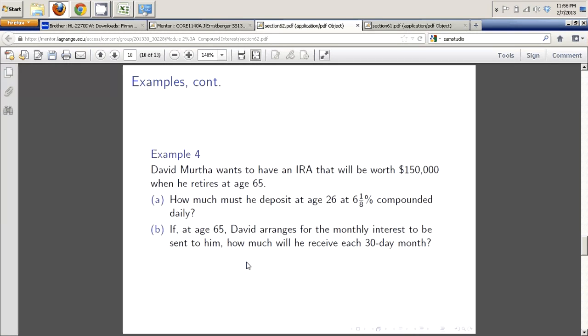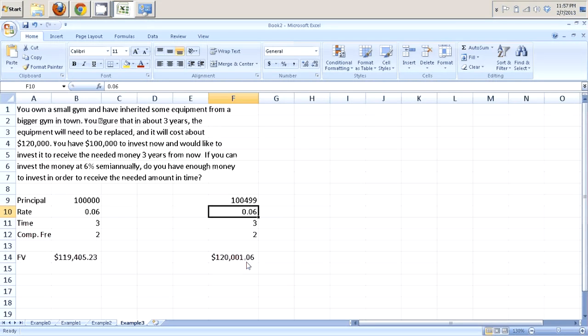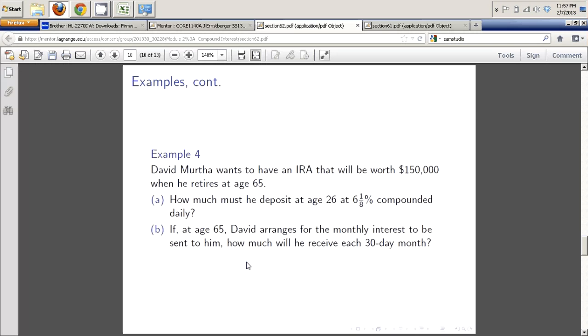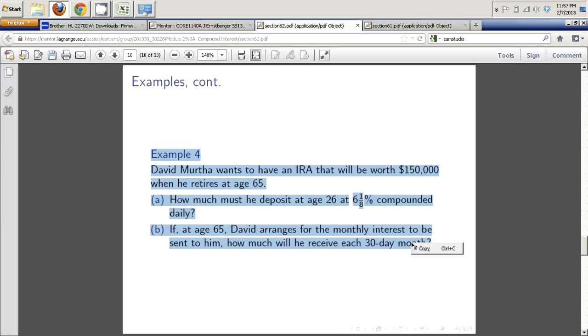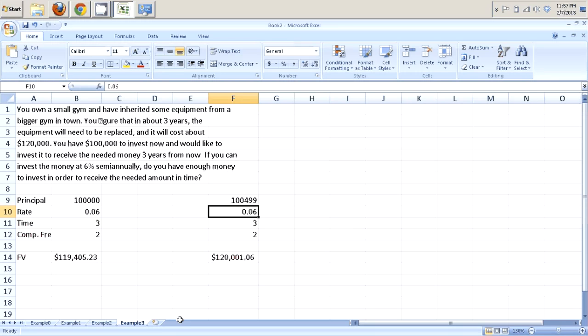So David Murtha wants to have an IRA that will be worth $150,000 when he retires at age 65. How much must he deposit at age 26 at 6 1/8% compounded daily? If at age 65 David arranges for the monthly interest to be sent to him, how much will he receive each 30-day month? All right, so let's do example 4. I'll add another slide.